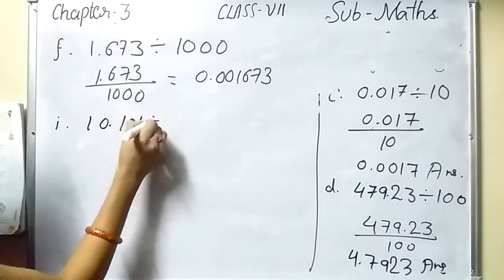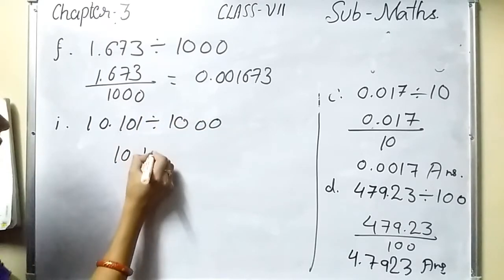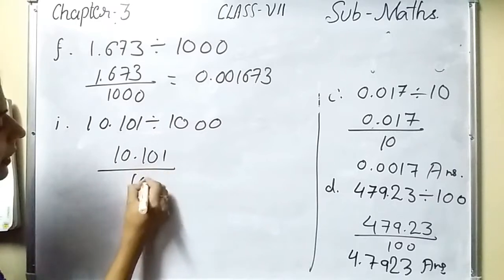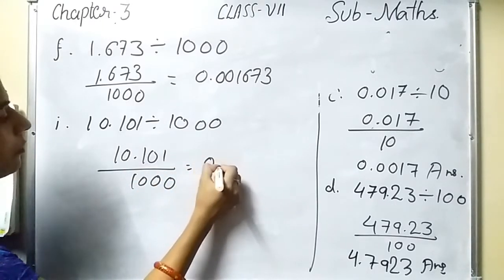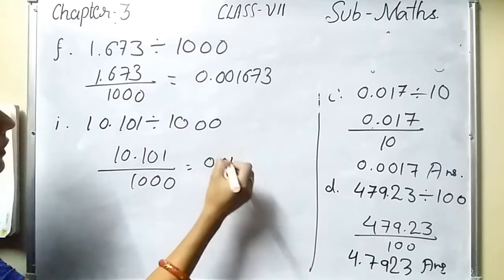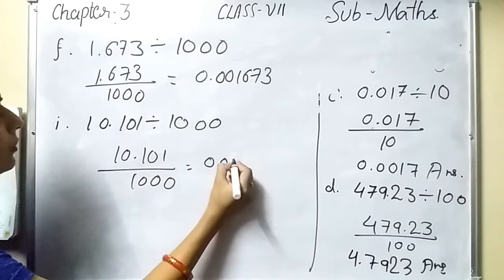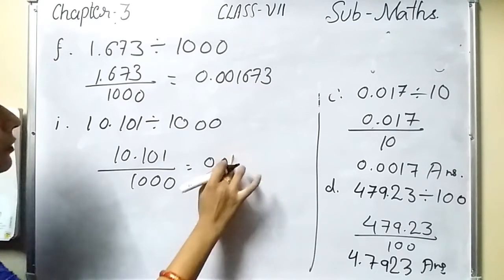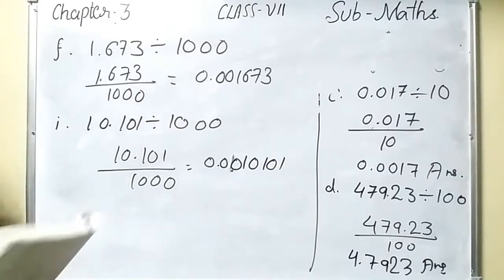Now I: 10.101 divided by 1000 means 0.010101.